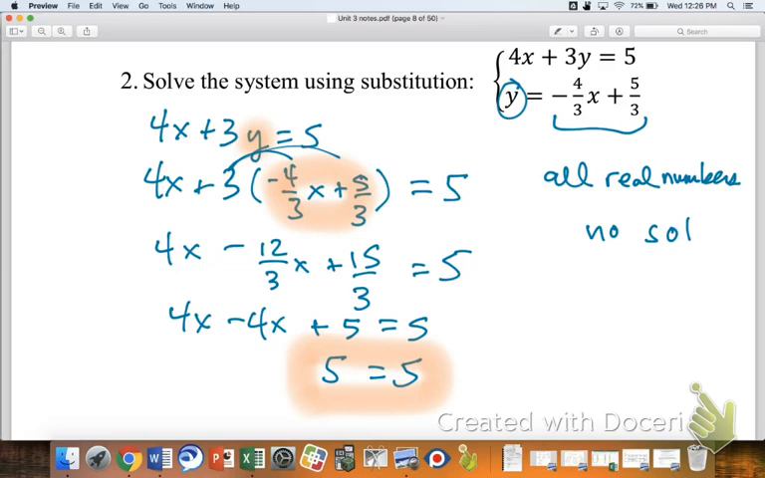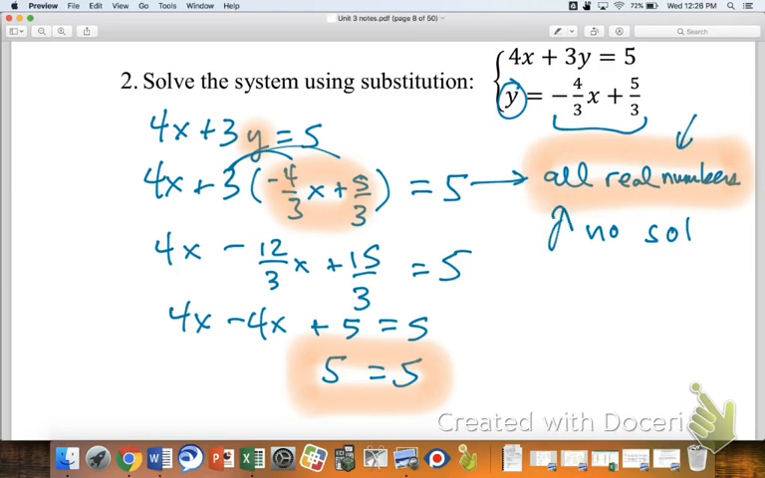Because 5 equals 5 is what kind of a statement? It means true. It's a true statement, right? And so because 5 really does equal 5, you're right, it is all real numbers. If we had gotten to the end here and it said 5 equals 9, obviously that's false, and it would be no solution for a conclusion. So for this one, our conclusion is all real numbers.